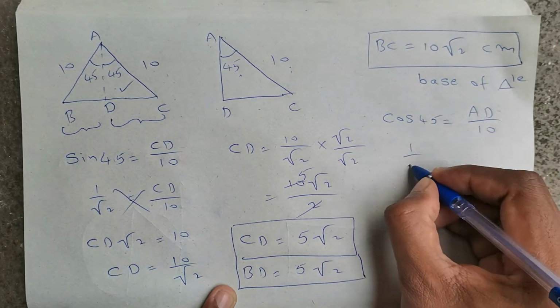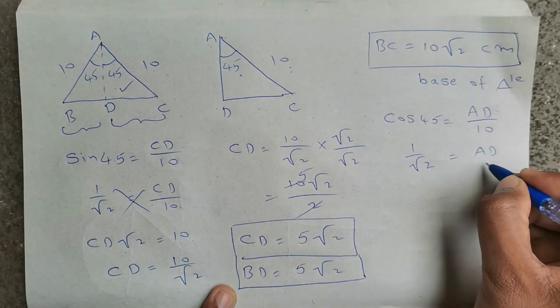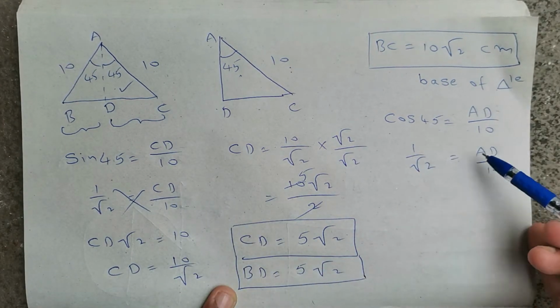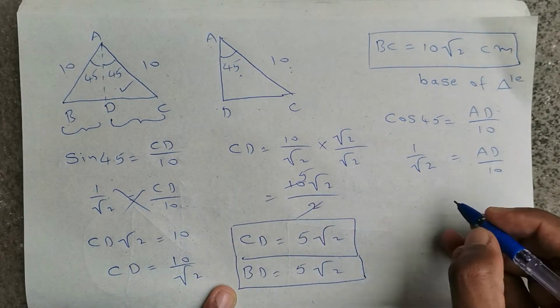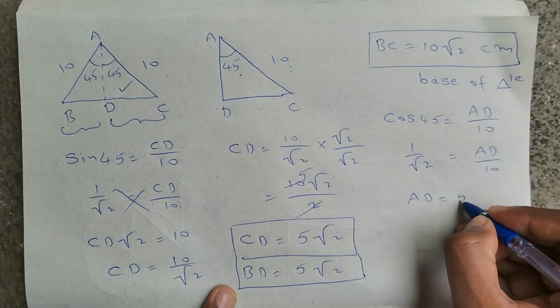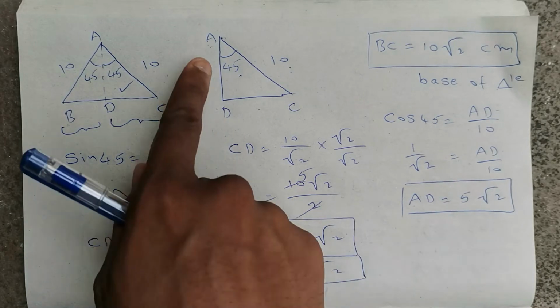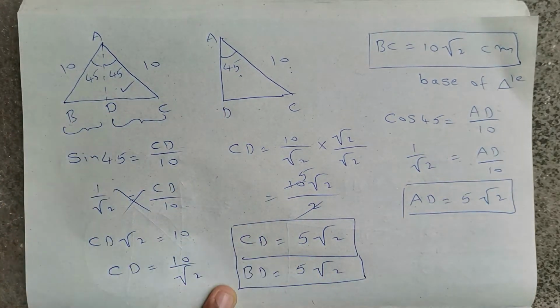Cos 45, 1 by root 2, is equal to AD by 10. Here also 1 by root 2 is equal to CD by 10. So we will get the same answer again. AD is equal to 5 root 2. Here AD is nothing but the vertical line, which is the height.